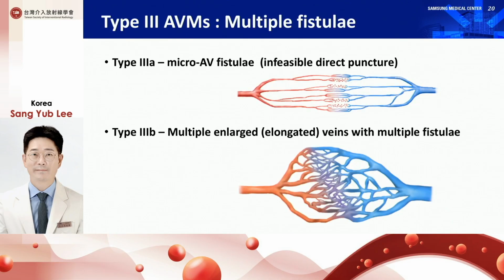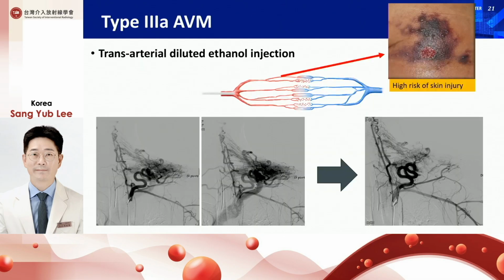And also, this is type 3 AVM, with multiple fistulae. Type 3A is micro AV fistulae where the shunt is too small. We cannot access it directly. So in this case, we can use transarterial ethanol or interstitial bleomycin injection. Type 3B, we have multiple dilated veins. We can use a direct stick or transvenous access.